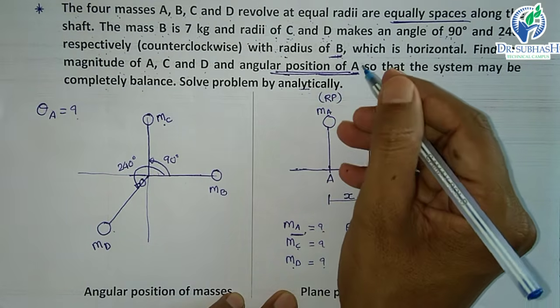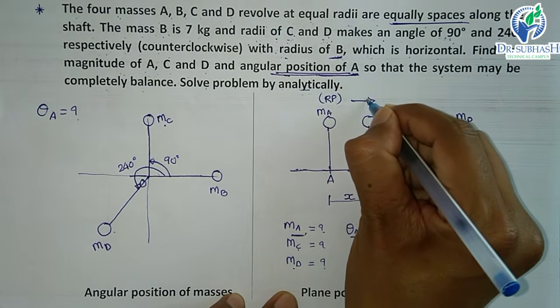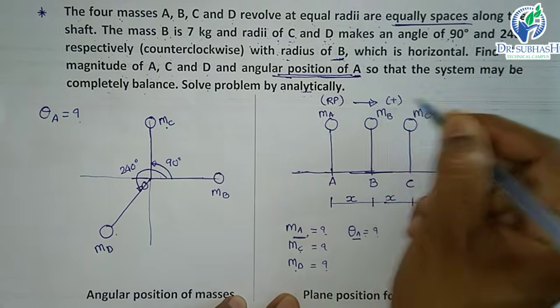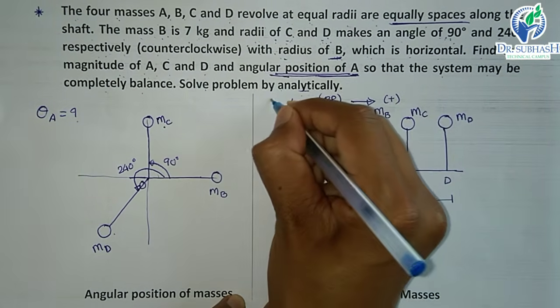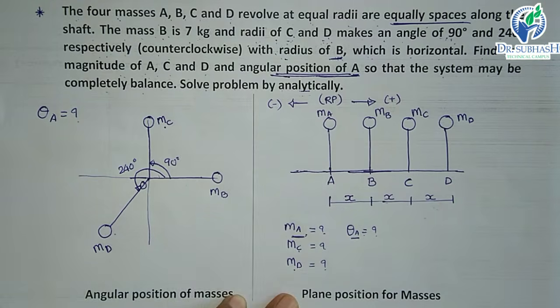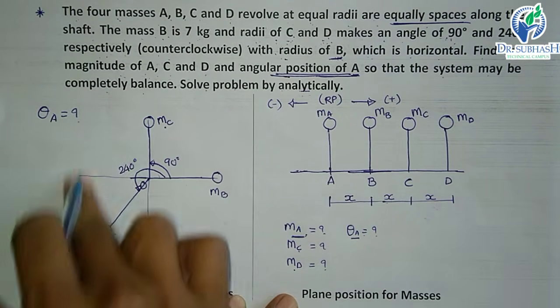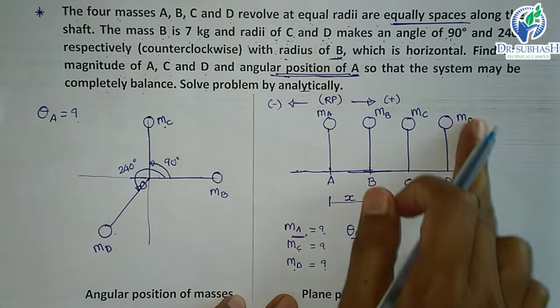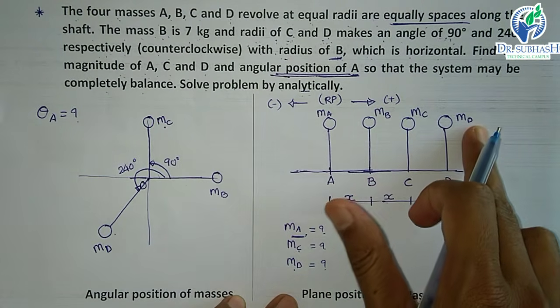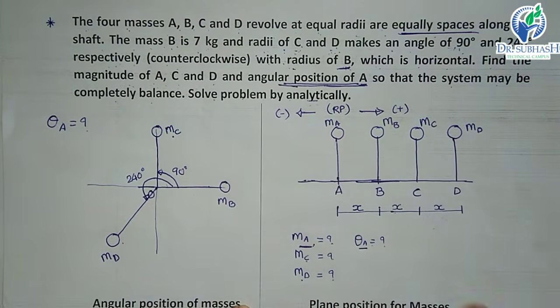A plane is a reference plane. From the reference plane, in the right direction we consider positive distances, and in the left direction we consider negative distances. So we have completed 2 stages. The first step is the angular position, and the second step is the plane position for masses.